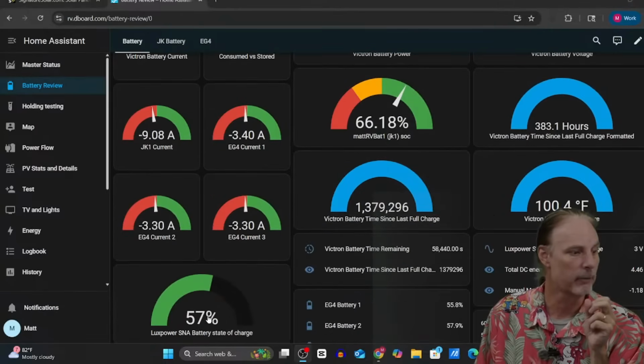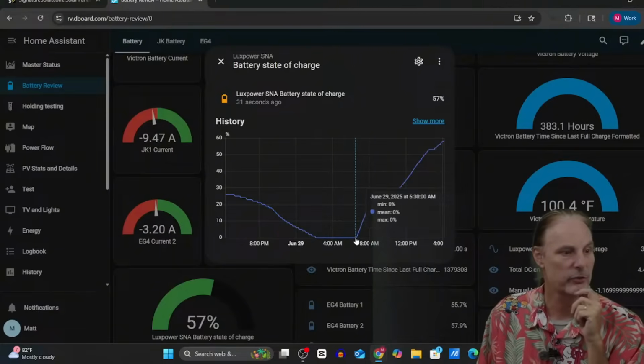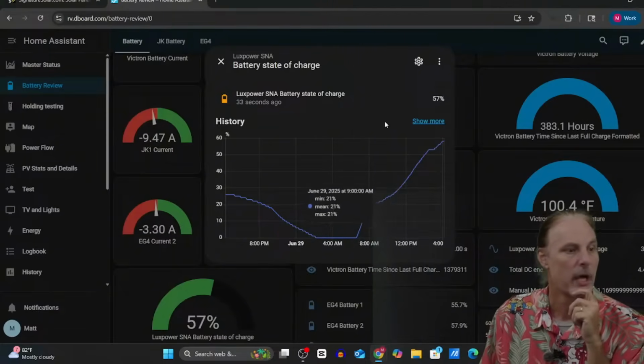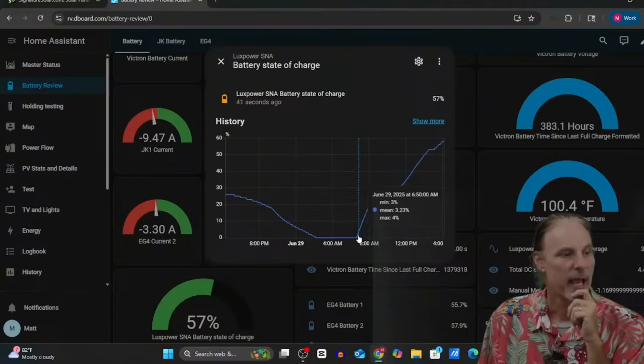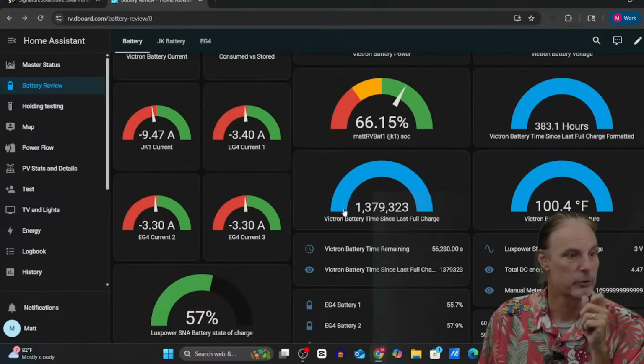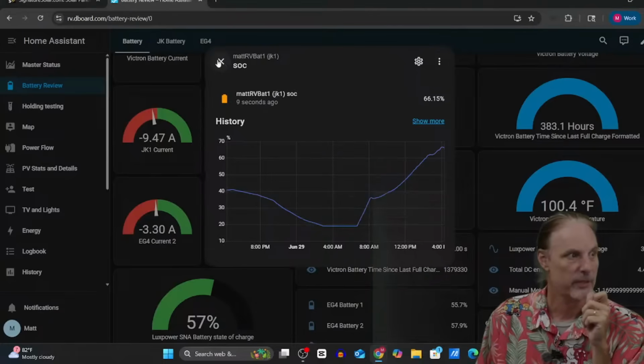The EG4 batteries, if I take a look at this, you'll see that last night the EG4 batteries hit 0. And they were at 0 from about 2 a.m. to about 6:40 when the charging started. And you'll notice that right in this area here, this is where the grid kicked in, and the JK BMS actually got down far enough to kick in and cause the grid to actually come on when it dropped down.